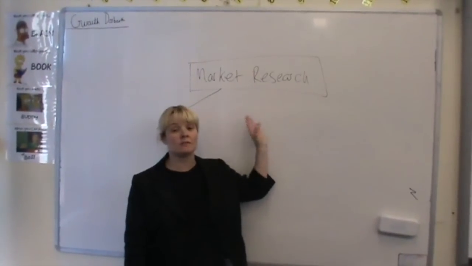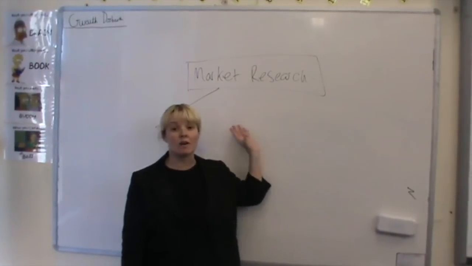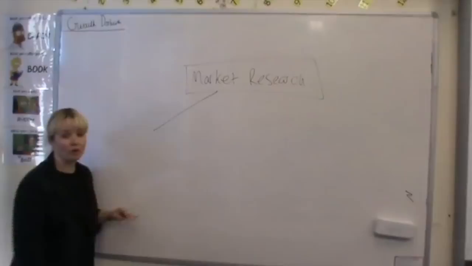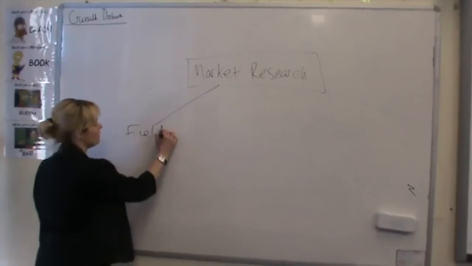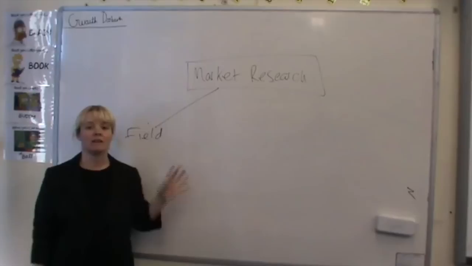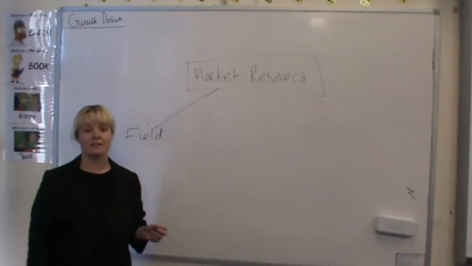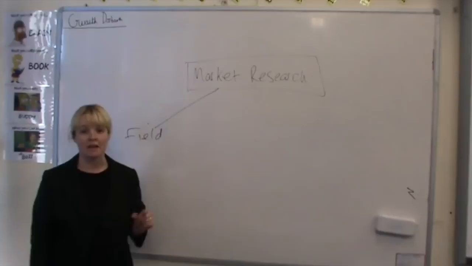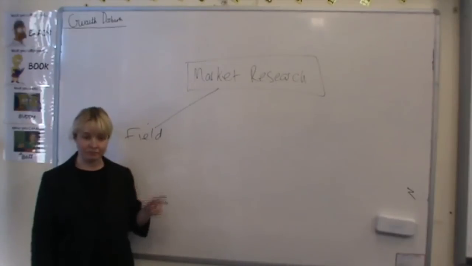And there are two different types of market research that we've taught you about that you need to know for your exam. The first one we call primary research, or we call it field research. This is when you actually go out and collect the information yourself. So the business goes out, they collect the information themselves for a specific purpose. Big example of this would be going out and doing questionnaires.